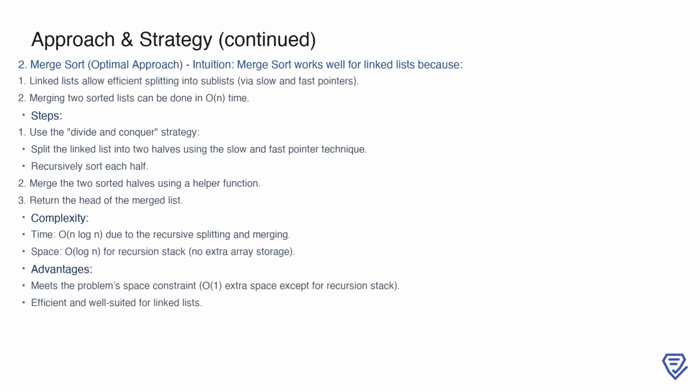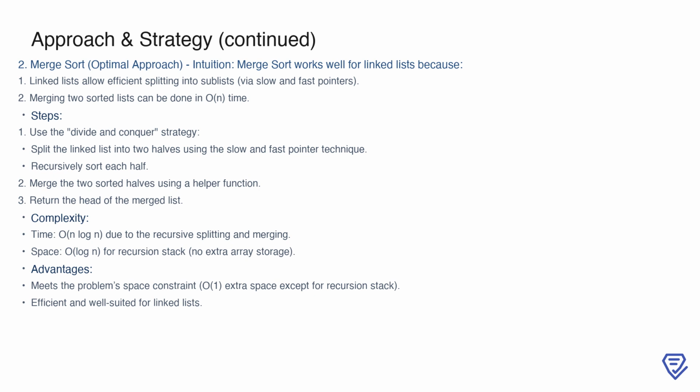A more optimal solution is to use merge sort, which is well suited for linked lists. The intuition here is that merge sort operates on a divide and conquer principle, and linked lists allow efficient splitting and merging. First, we split the list into 2 halves using the slow and fast pointer technique. Each half is then recursively sorted, and the 2 sorted halves are merged together into a single sorted list.